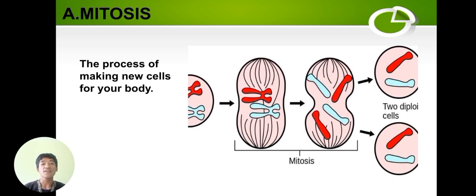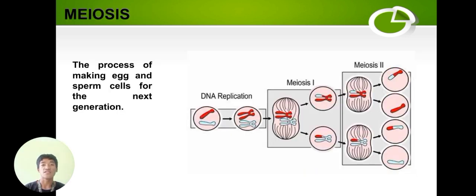Mitosis, the process of making new cells for your body. During mitosis, your genes instruct your cells to split into two by making a copy of your chromosomes. The second is meiosis, the process of making egg and sperm cells for the next generation. During meiosis, chromosomes copy themselves with half the amount of chromosomes as the original, from 46 to 23. That's how you're able to get your genetic material equally from each parent.